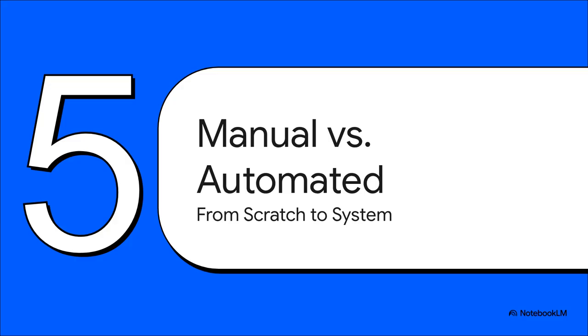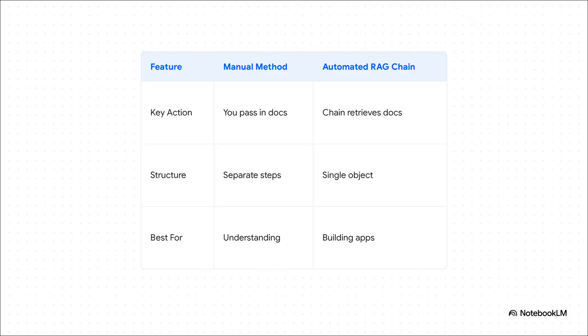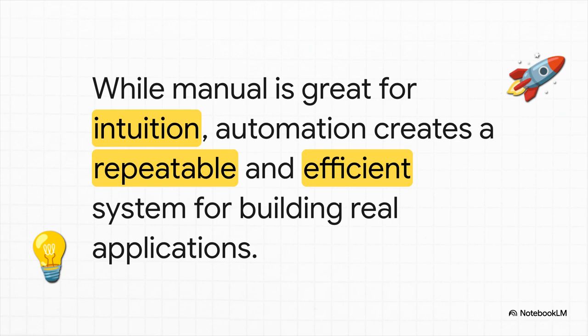All right, so let's put these 2 methods right next to each other. The manual prep versus the fully automated Pro Kitchen. Okay, look at this. The main difference really comes down to who's doing the work. In the manual method, you are the one finding and plugging in the documents. It's awesome for learning how it works. But with the automated RAG chain, the system does all that heavy lifting for you. It's a single, pre-built thing that's designed to help you build real applications and fast. And that's really the crucial takeaway here. Doing it by hand is fantastic for building your intuition, but automation, that's what makes the whole process repeatable, reliable, and efficient enough to build actual working applications.